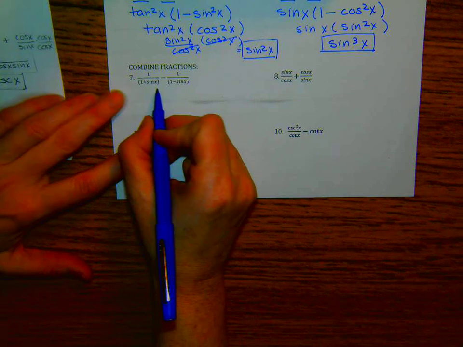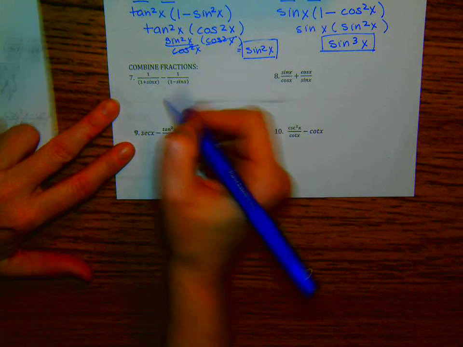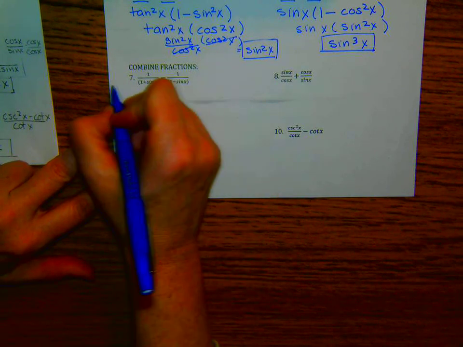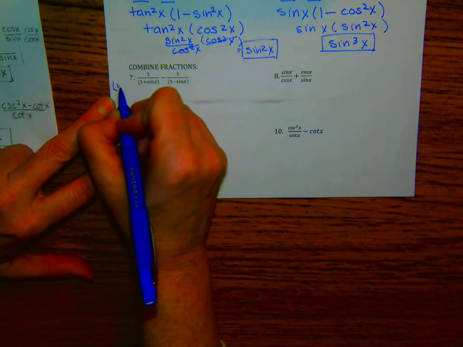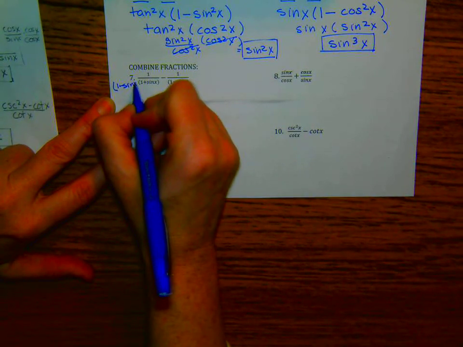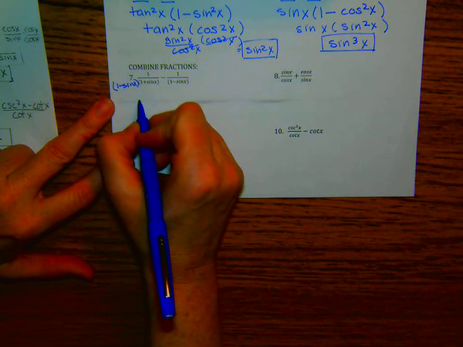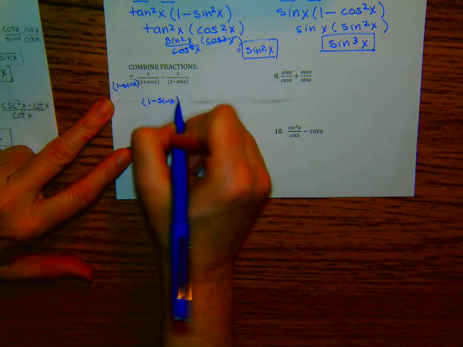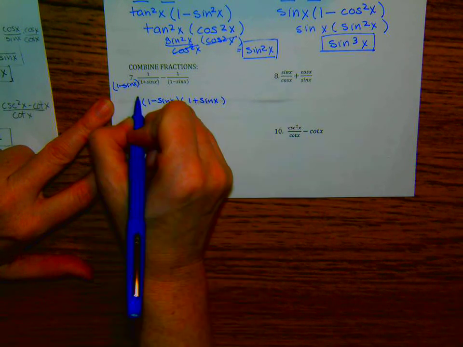Okay, so what I'm going to do is, I don't have common denominators, I have to get them. So my common denominator is going to be 1 minus the sine of x times 1 plus the sine of x. So this is what I want as my common denominator: 1 minus the sine of x times 1 plus the sine of x. That's what I want as my common denominator.